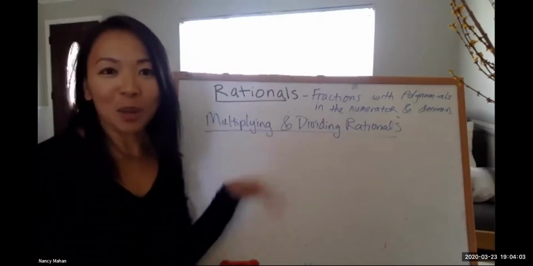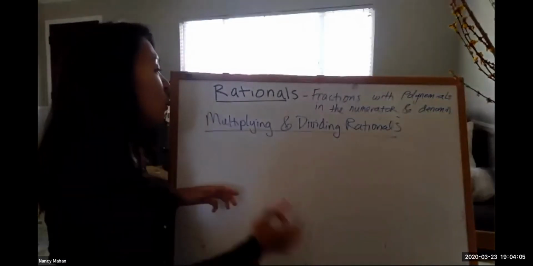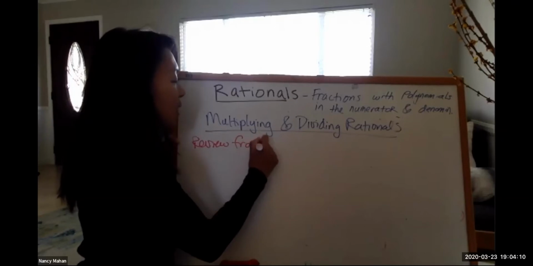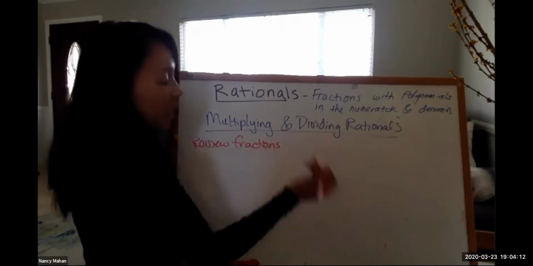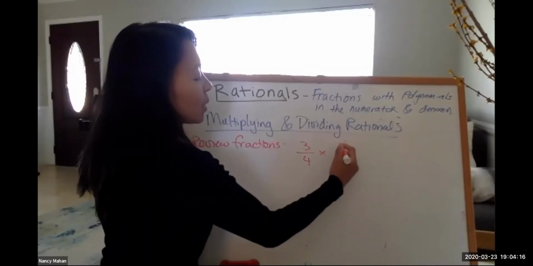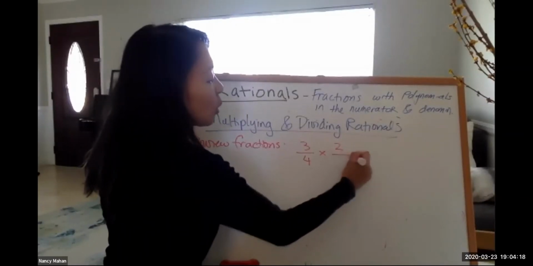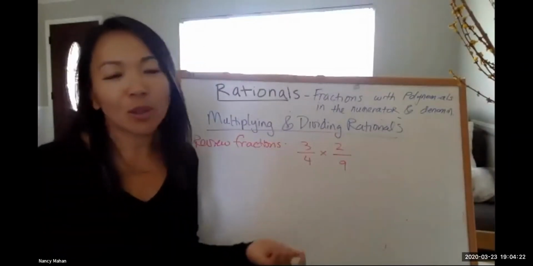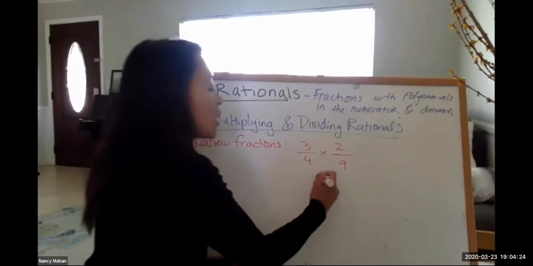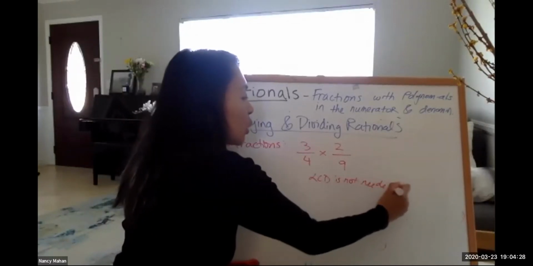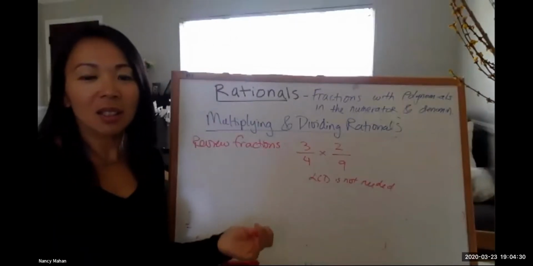So let's talk about this. I'm going to review how to do this with fractions. Say I had 3/4 times 2/9. We know that we do not need a lowest common denominator, so LCD is not needed when you're dealing with multiplication of fractions.